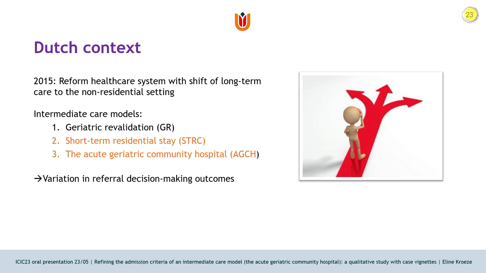Now, one acute geriatric community hospital exists in the Netherlands, and it's now added as a new model, also to try to implement it in other regions in the Netherlands.